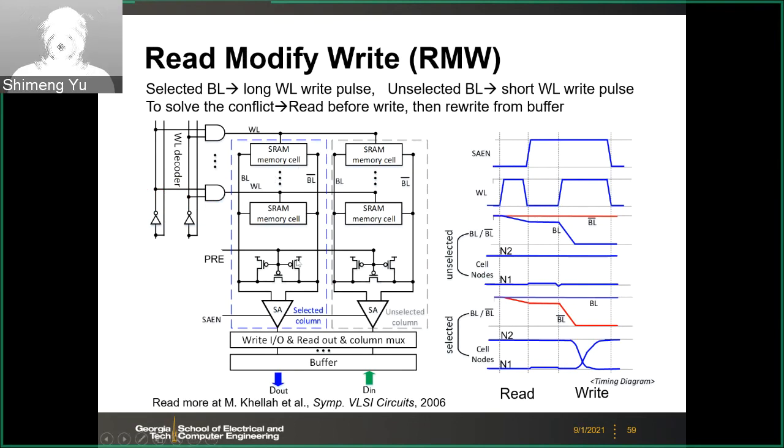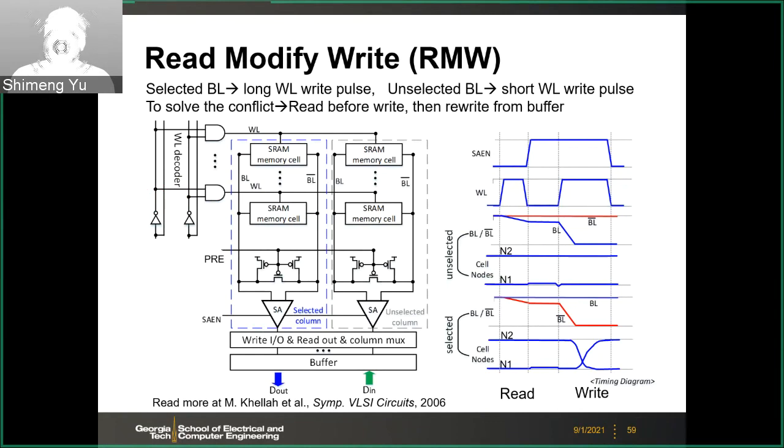In the SRAM array, maybe the array is large, like maybe 128 columns, but every time from the I/O, you only have 8 bits, for example. You need to choose 8 bits out of 128 bits to write. Then you will have 8 selected columns, and another 100 or so unselected columns. So you will have some conflict between the selected and unselected columns. For the selected column, you want the write to be successful. But for the unselected columns, you do not want to disturb the data there.